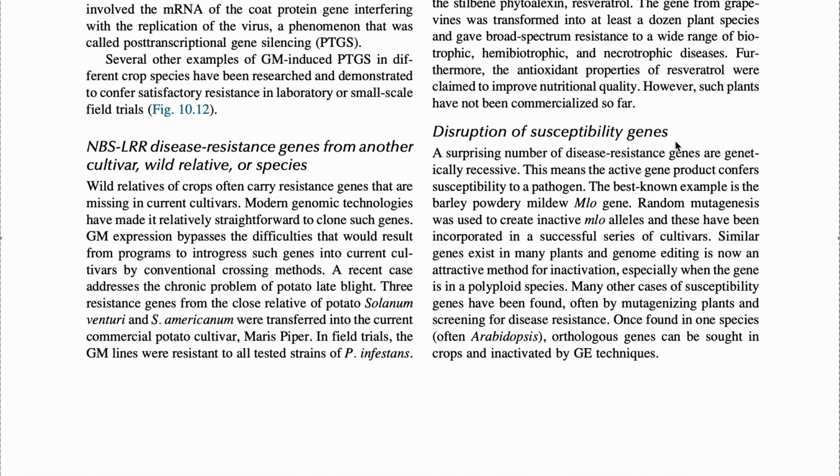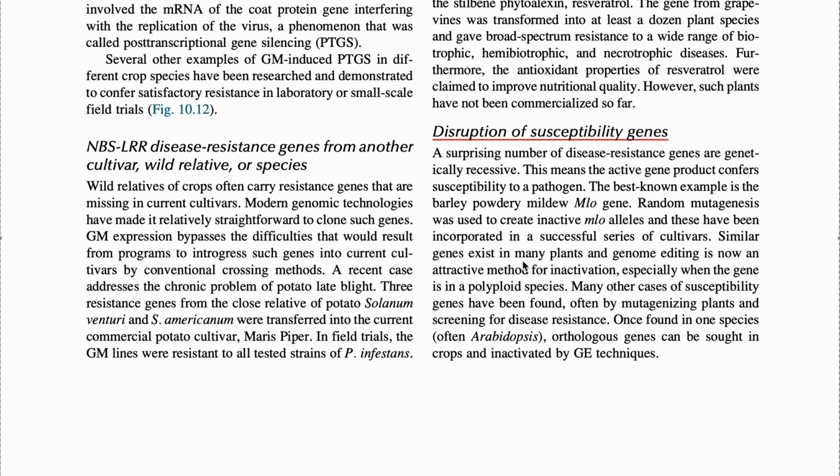Next, disruption of susceptibility genes. A surprising number of disease resistance genes are genetically recessive. This means the active gene product confers susceptibility to a pathogen. The best known example is the barley powdery mildew gene MLO. Random mutagenesis was used to create inactive alleles and these have been incorporated in a successful series of cultivars.